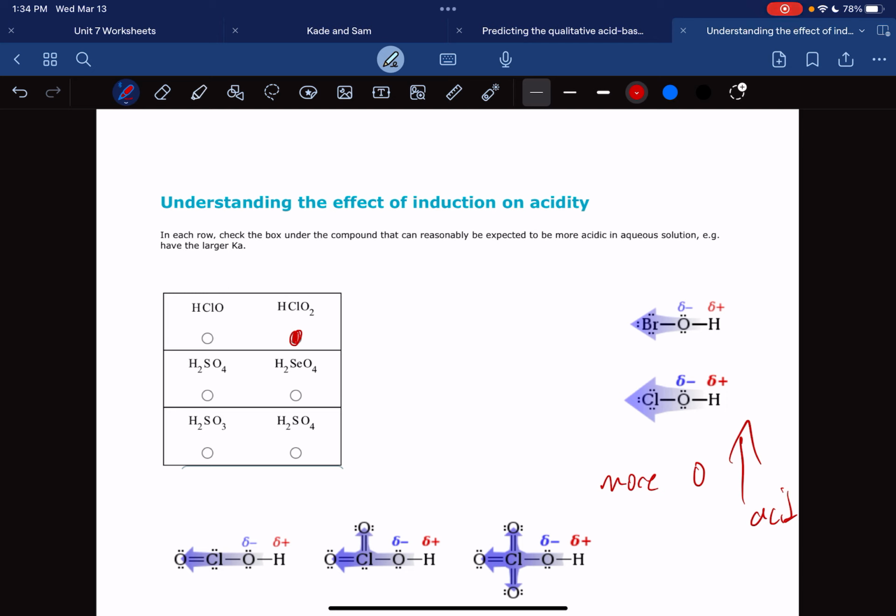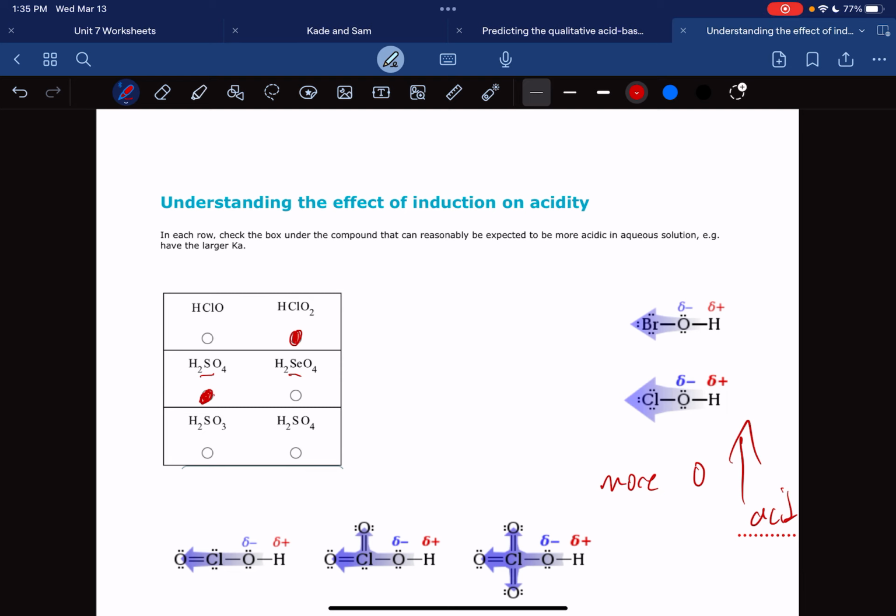Now we have H2SO4 and H2SeO4. Now, if you know your general rules, you realize that H2SO4 is a strong acid, so that should be a clue, and H2SeO4 is not. But in reality, what we're looking at here is the S and the Se. They both have the same number of oxygens. They both have the same number of hydrogens. The only difference is that sulfur is more electronegative than Se. So what does that mean for us? That means that's the difference in this being a strong acid and this being a weaker acid.